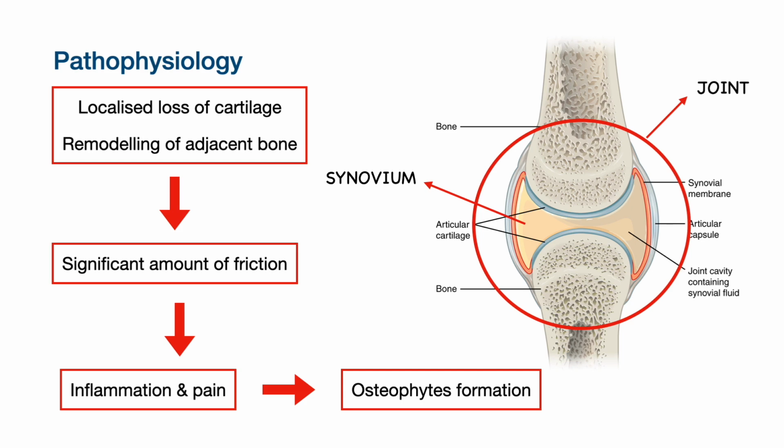Pathogenesis involves the localized loss of cartilage with remodeling of adjacent bone. This adds a significant amount of friction between the two bones, which then leads to inflammation and pain at the joint area. Cartilage continues to erode away until the bones are exposed, increasing friction. Osteophytes start forming over the sides of the bone.